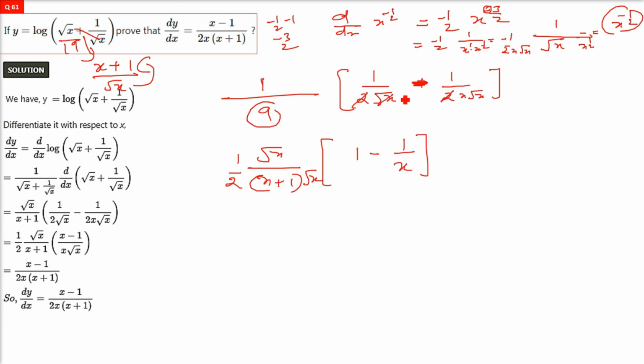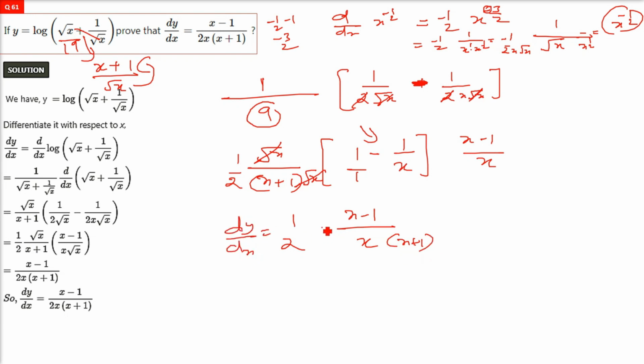So what do you get here? Under root x we have already taken. So this is going to be x minus 1 by x when you take the LCM. So this is x minus 1 by x. Okay, what is the final? Half, x minus 1 by x, root x gets cancelled, x plus 1 in the denominator. This is what you have to prove also. This is the final one, okay?